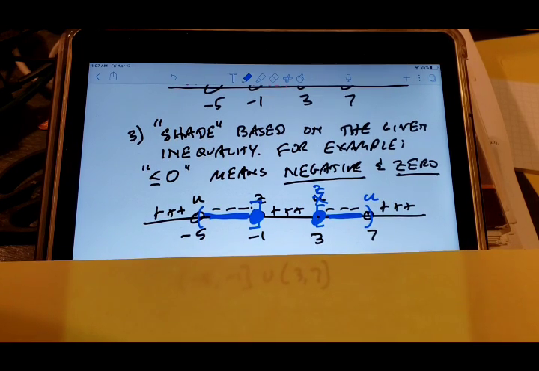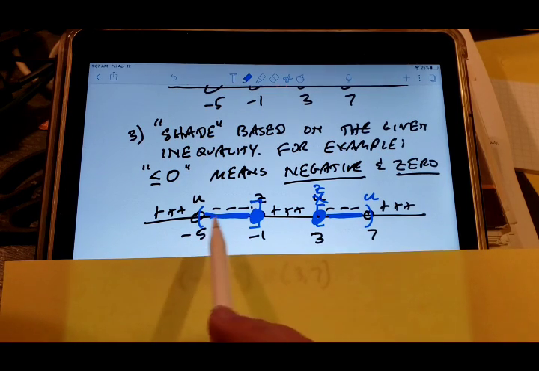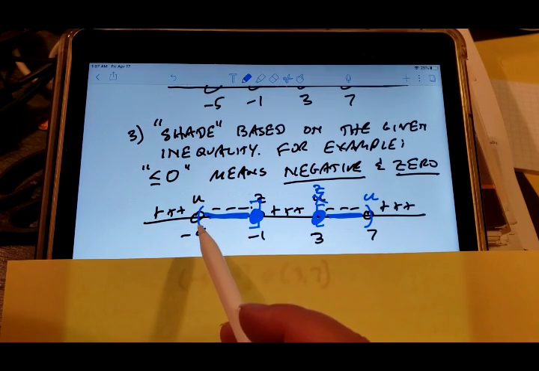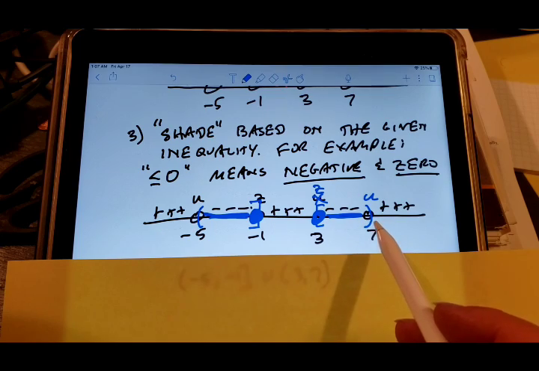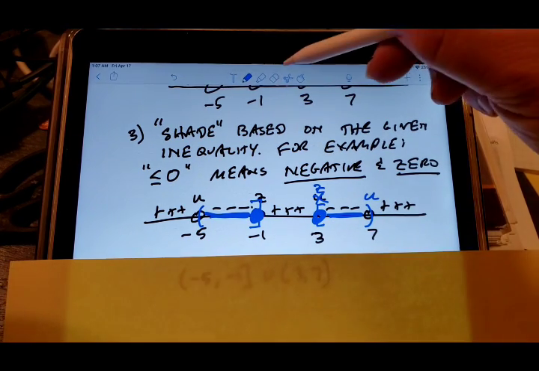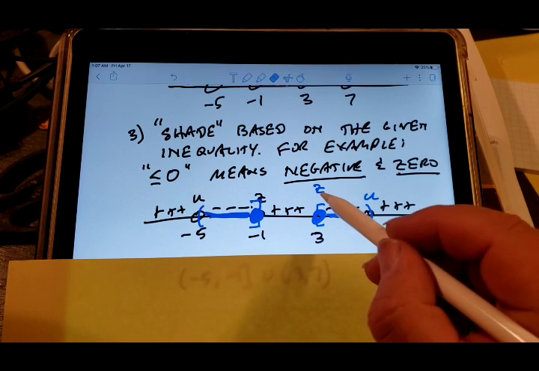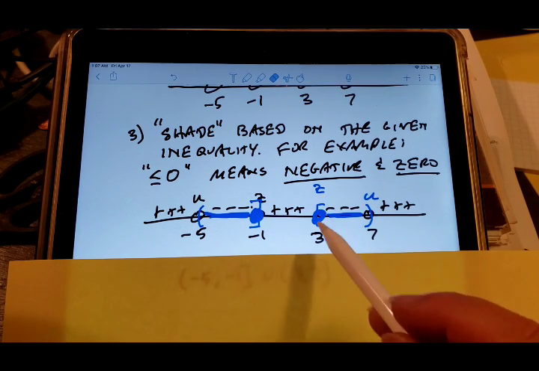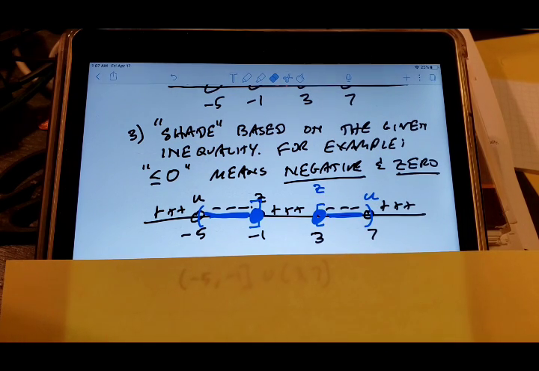But I'll just say it this way. The undefineds always get parentheses. You don't know which way they're going to face until you know where you're going to shade, but always put parentheses at the undefineds and a square bracket at the zeros. And to emphasize again, that's a 0. I had it typed wrong. All right, so that's the illustration, that's the graph, and that's what you come up with first.